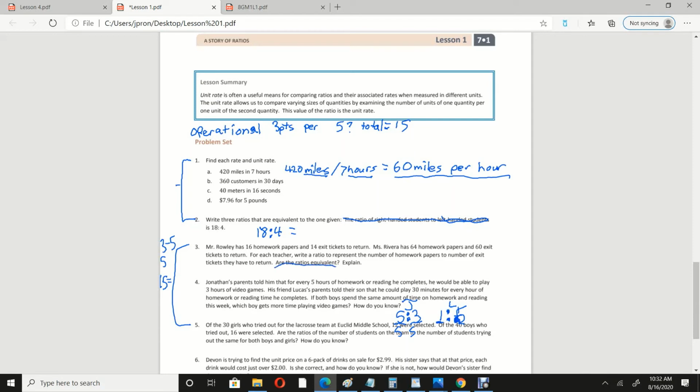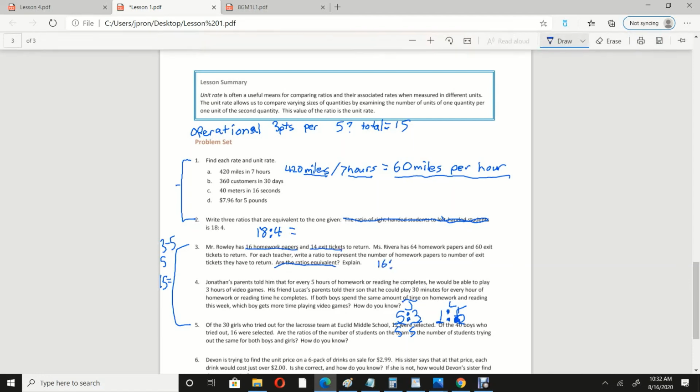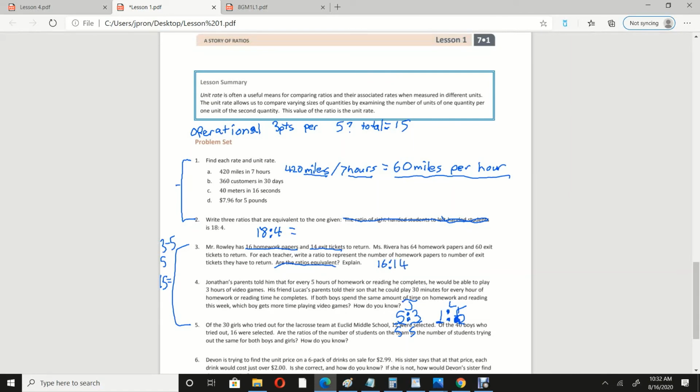Great. So write a ratio for Mr. Raleigh. His homework papers were 16 to 14 exit tickets. So a ratio would be 16 to 14. Write a ratio for Rivera. 64 homework papers to 60 exit tickets. That'd be 64 to 60. So the question is, are these equal? Are they equal? Explain. And you can do that in a full sentence.